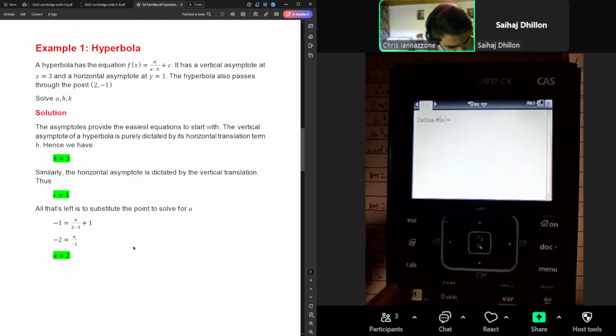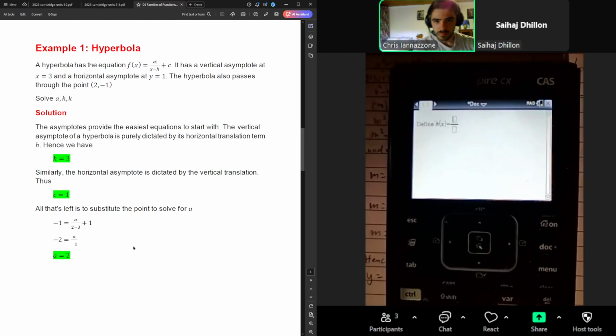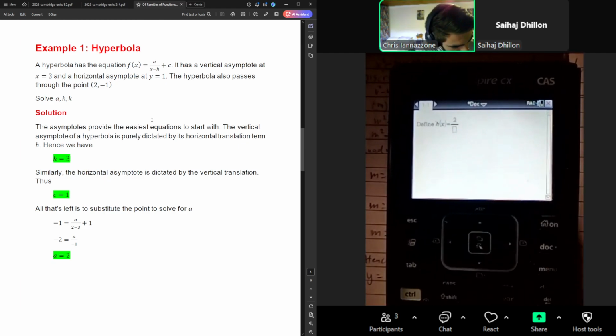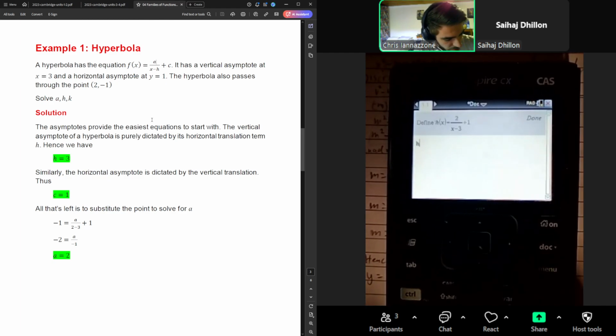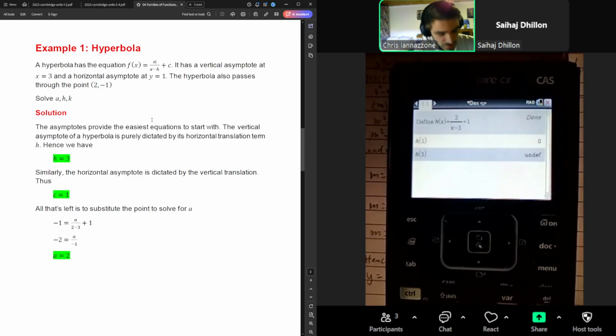Just put in equals, and then you define whatever the function is going to be. In this case, we have a hyperbola, so I'm just going to do 2 over x minus 3 plus 1. The advantage of doing that is now all I have to do to figure out some values is just do h bracket whatever, and it'll give me what I need.